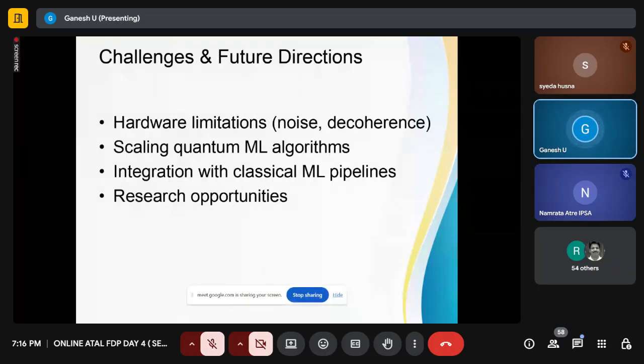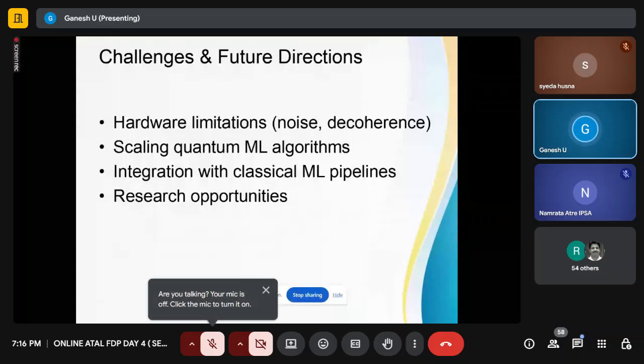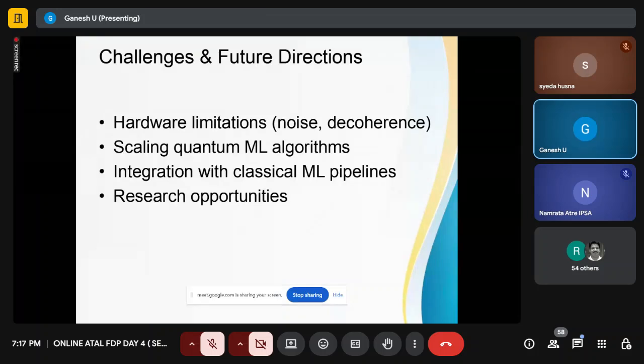Next, QCNNs have been implemented on IBM Quantum and Google Quantum AI platforms using frameworks like Qiskit and PennyLane. IBM Quantum is good, but many are using Google Quantum AI also as a platform. The frameworks used are Qiskit and PennyLane. PennyLane is from Google Quantum AI, and IBM Quantum uses Qiskit.